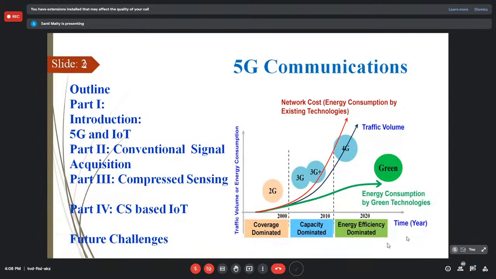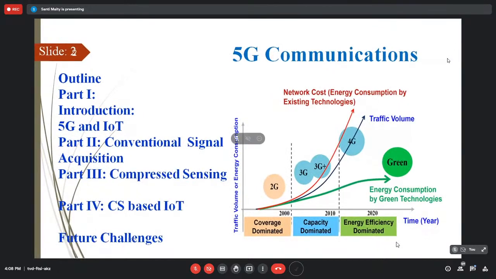Whatever be our background in the engineering field, we are in some way familiar with a couple of buzzwords of these days: 5G, IoT, machine learning, and all this. So one such is 5G.